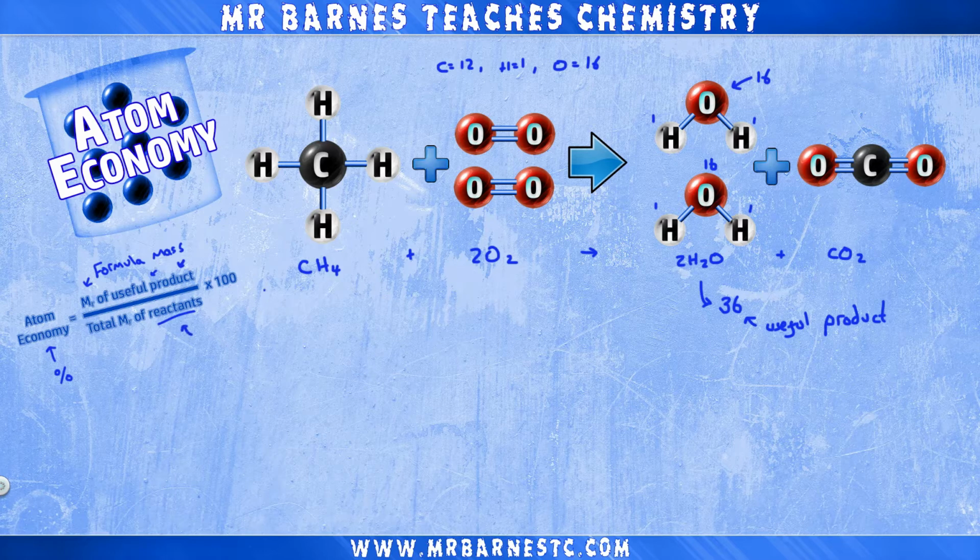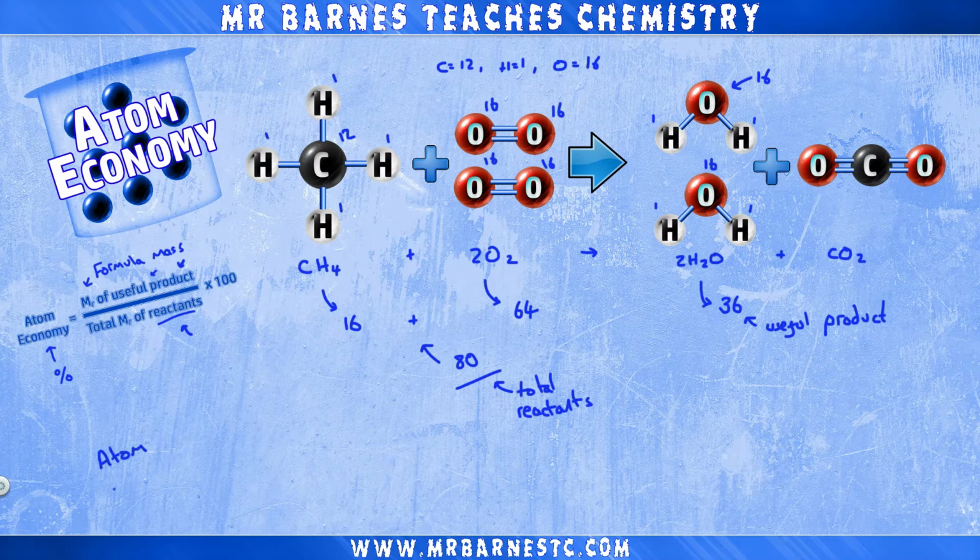We can then work out the total formula mass of the reactants. So for methane, I have 1 carbon with an atomic mass of 12, as well as 4 hydrogens, each with a mass of 1. This gives me a formula mass of 16 for methane. For oxygen, I have 2 lots of 2 oxygens, so 4 lots of 16, giving me a formula mass of 64. If I add all of this together, the total formula mass for my reactants is 80.